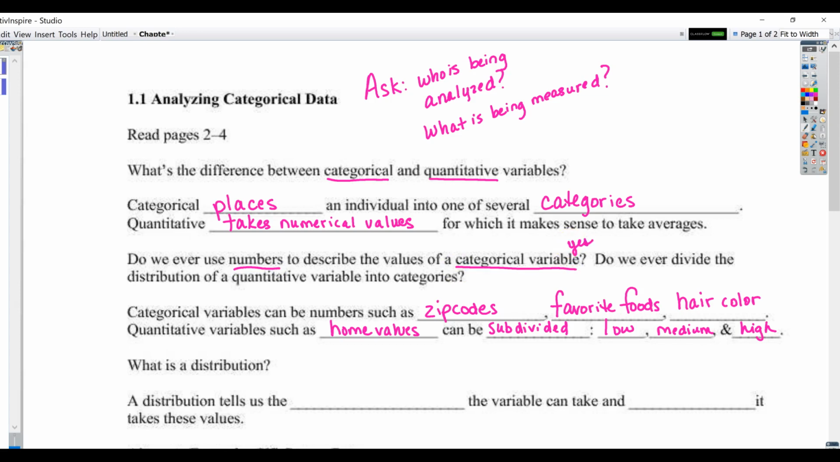So it's not that categories can never be numerical, but it would be whether it makes sense to actually take an average of those zip codes. That would not make sense to take a set of zip codes and average them. That would not make sense at all. So in that case, that is your clue that it is not a quantitative variable. Even though it is a number, it is a categorical variable. And then furthermore, do we ever divide the distribution of a quantitative variable into categories? The answer here is also yes, we can. And then basically what was a quantitative variable becomes a categorical variable. So take a second and think through that information.